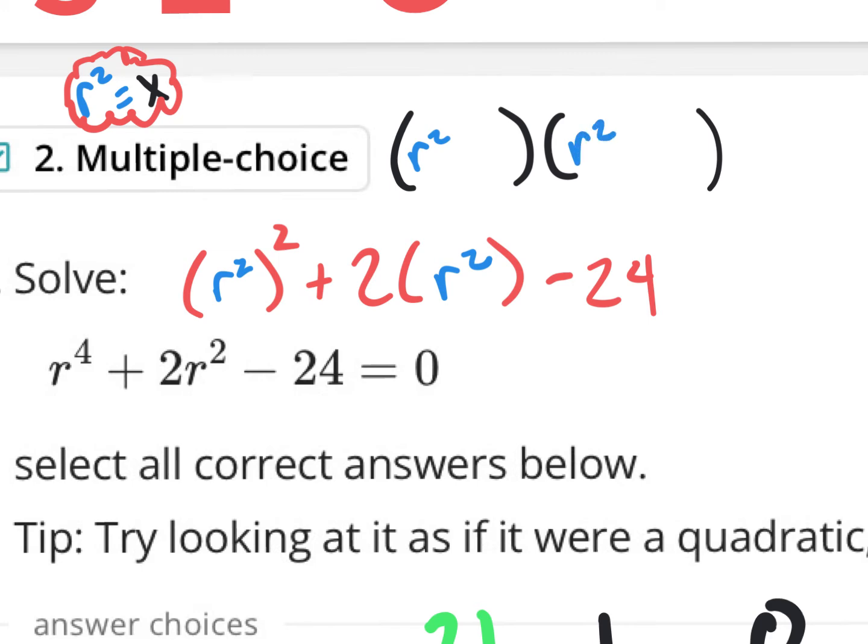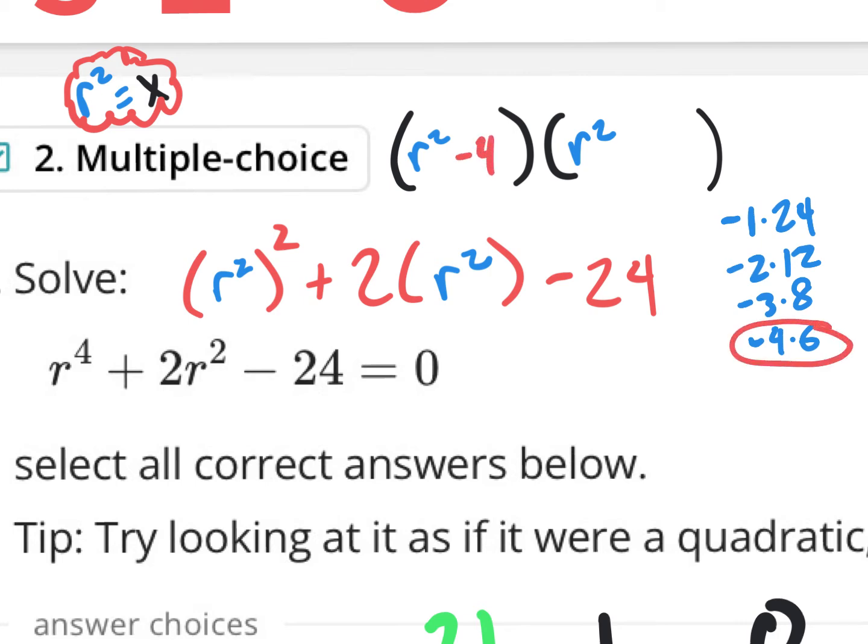And then we could think, what times what is negative 24 that, if you add together, is the b value, the middle term, positive 2? So if you need to, make a list. How could you get negative 24? Negative 1 times 24, negative 2 times 12, negative 3 times 8, negative 4 times 6, and that's about it. Those are all the possible combos. Now, which of those combos combines together to give you a positive 2? The negative 4 plus 6. Negative 4 plus 6.